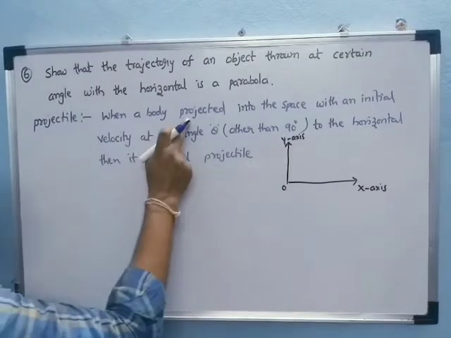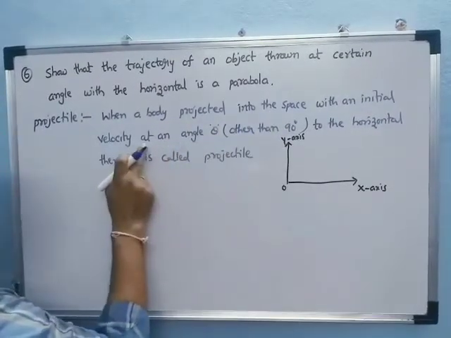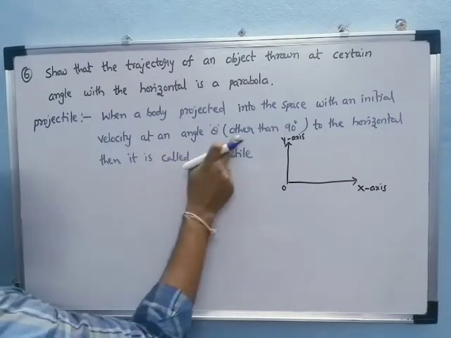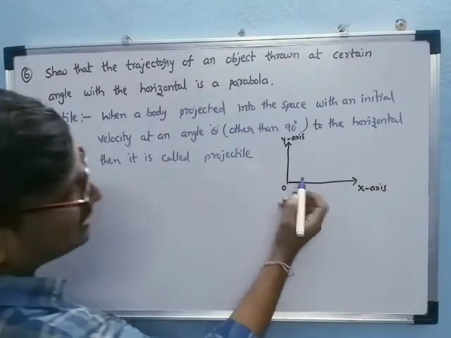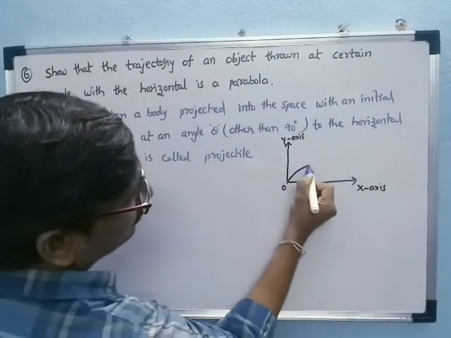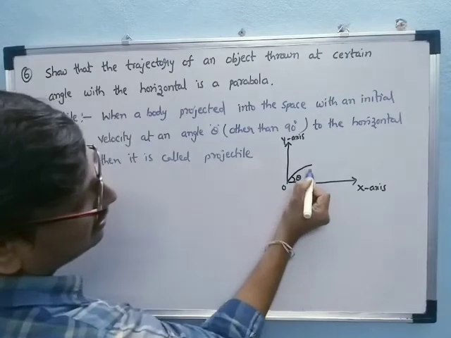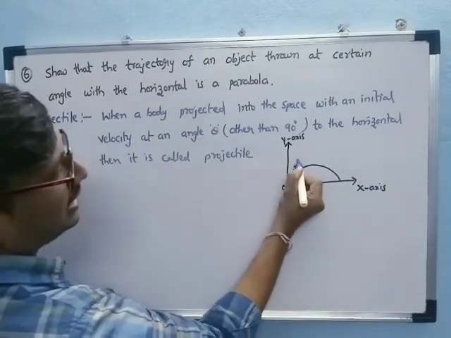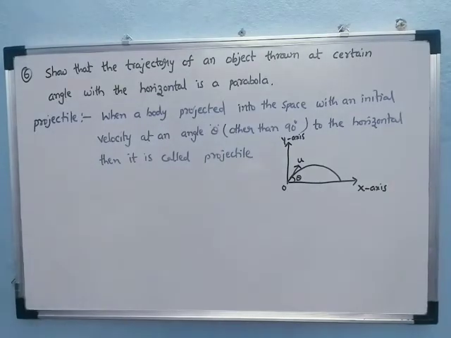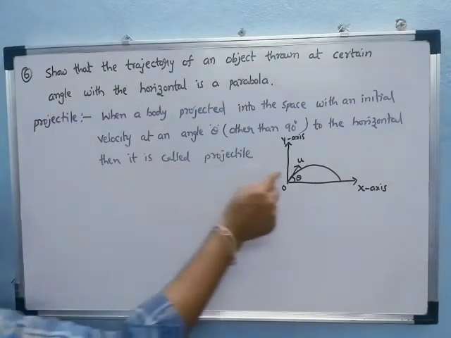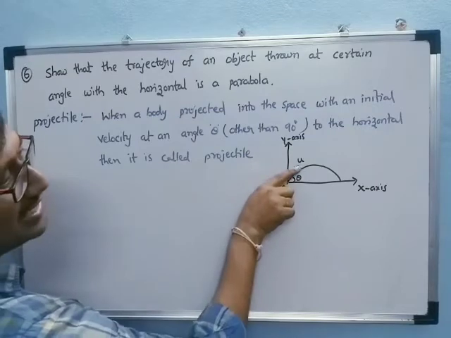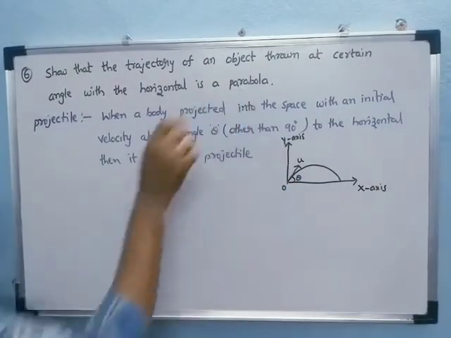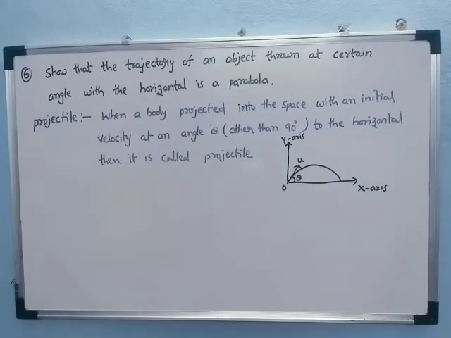But here the body is projected into space with an initial velocity at an angle theta other than 90 degrees with the horizontal. This is called a projectile. It has the initial velocity. Now we have to prove that this path, this direction, is a parabola.